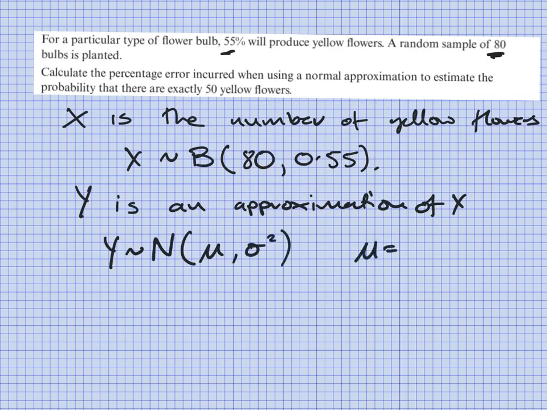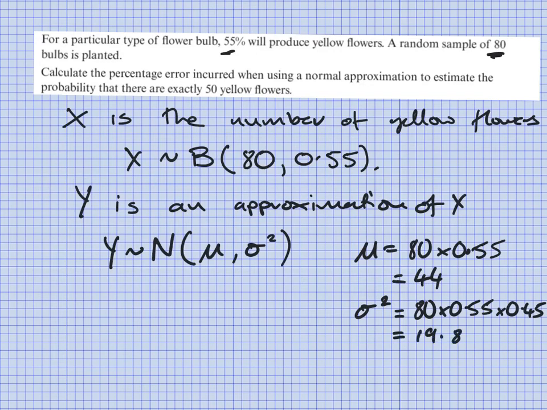But mu will equal 80 times 0.55. 80 times 0.55, definitely a number, 44. And sigma squared, we need to remember that that's the variance and not the standard deviation, is 80 times 0.55 times 1 minus 0.55. Okay, and that, again, calculator time, that's 19.8. So y can be modelled as a normal with a mean of 44 and a variance of 19.8.